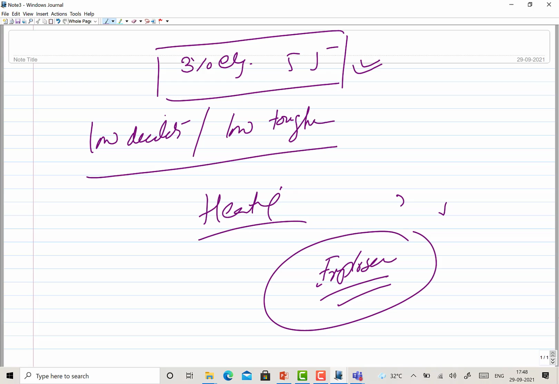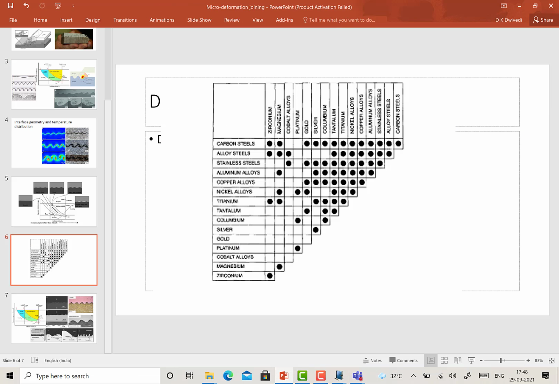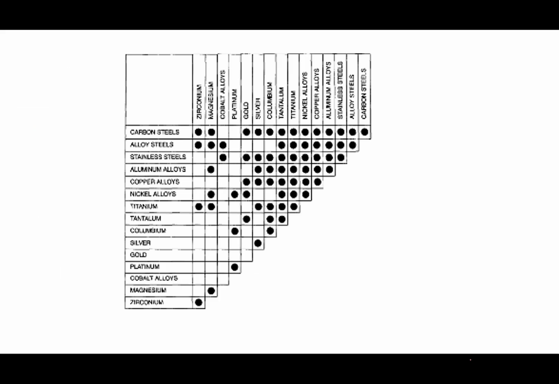So these are some of the things related to explosive welding. Lastly, I have to show you one slide which is related to the different combinations that can be welded, or what are the metals that can be welded using explosive welding. So here these are the kind of dissimilar combinations that can be done using explosive welding. Okay, so wherever you have dots, those are the doable things using explosive welding.